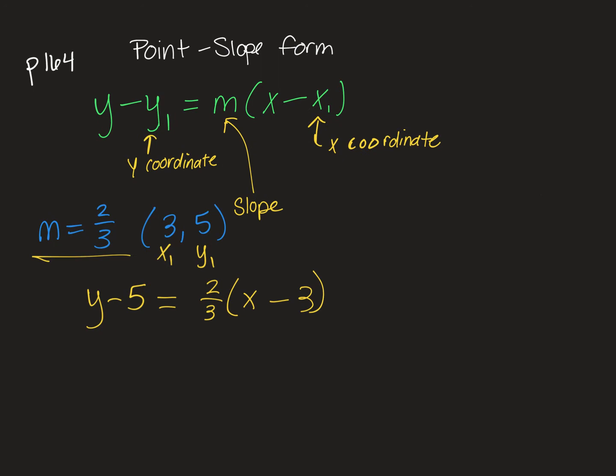I know. All right, so now we want to solve for y. We want to get y by itself. So the first thing we're going to do is distribute our 2/3. So that becomes 2/3 x. And then 2/3 times 3 is just 2. Feel free to use a calculator if you struggle with the fraction.